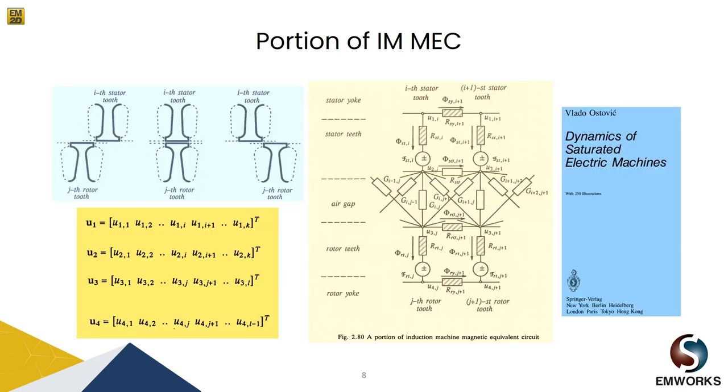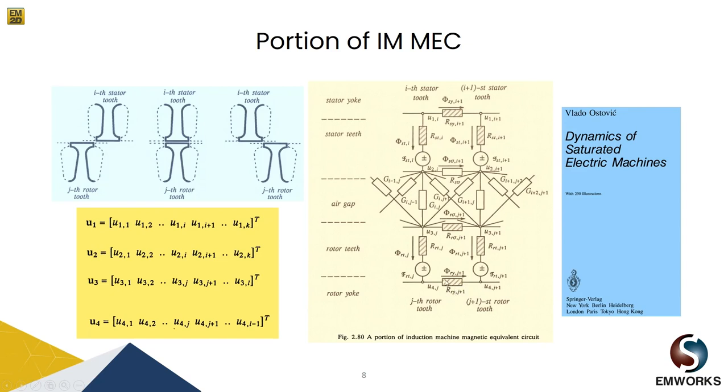So this figure is from this reference, and you can see a portion of the induction motor magnetic equivalent circuit, right? Here is the equivalent permeance or equivalent reluctance of the stator tooth. And this is for a stator yoke, a stator tooth.